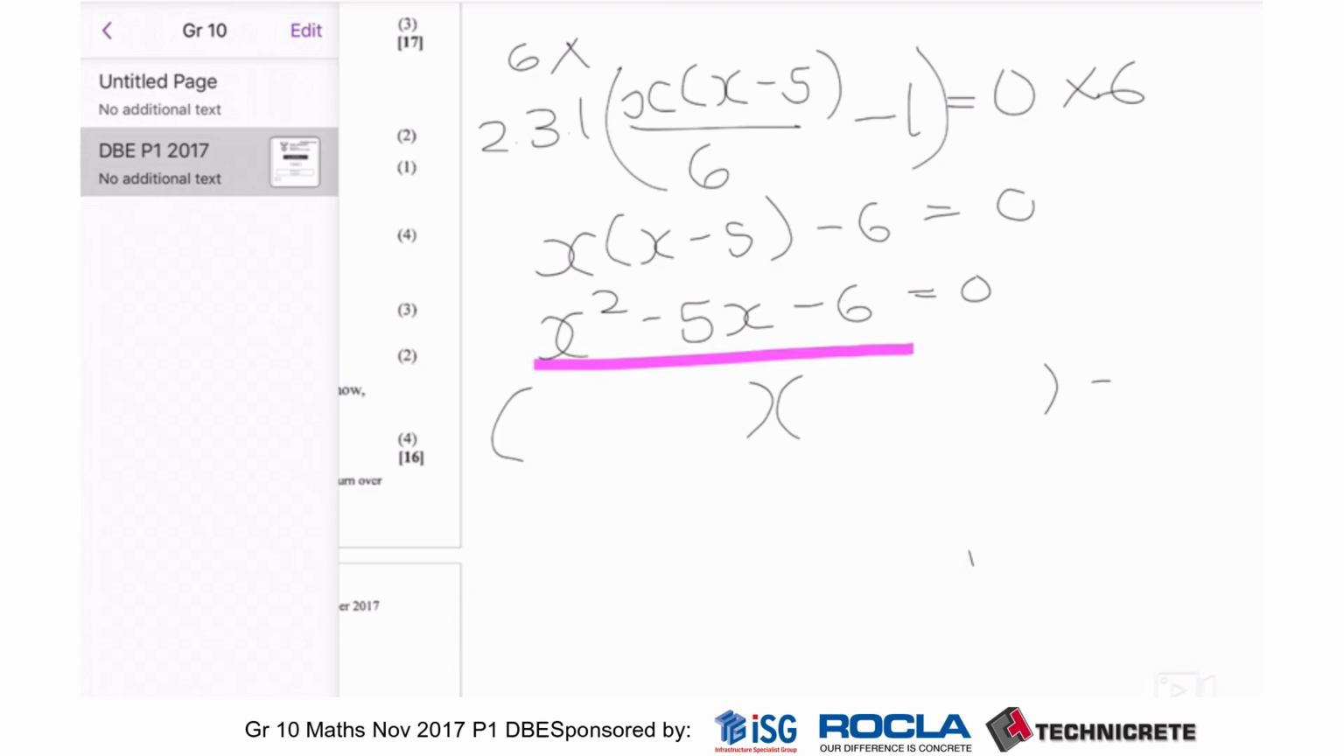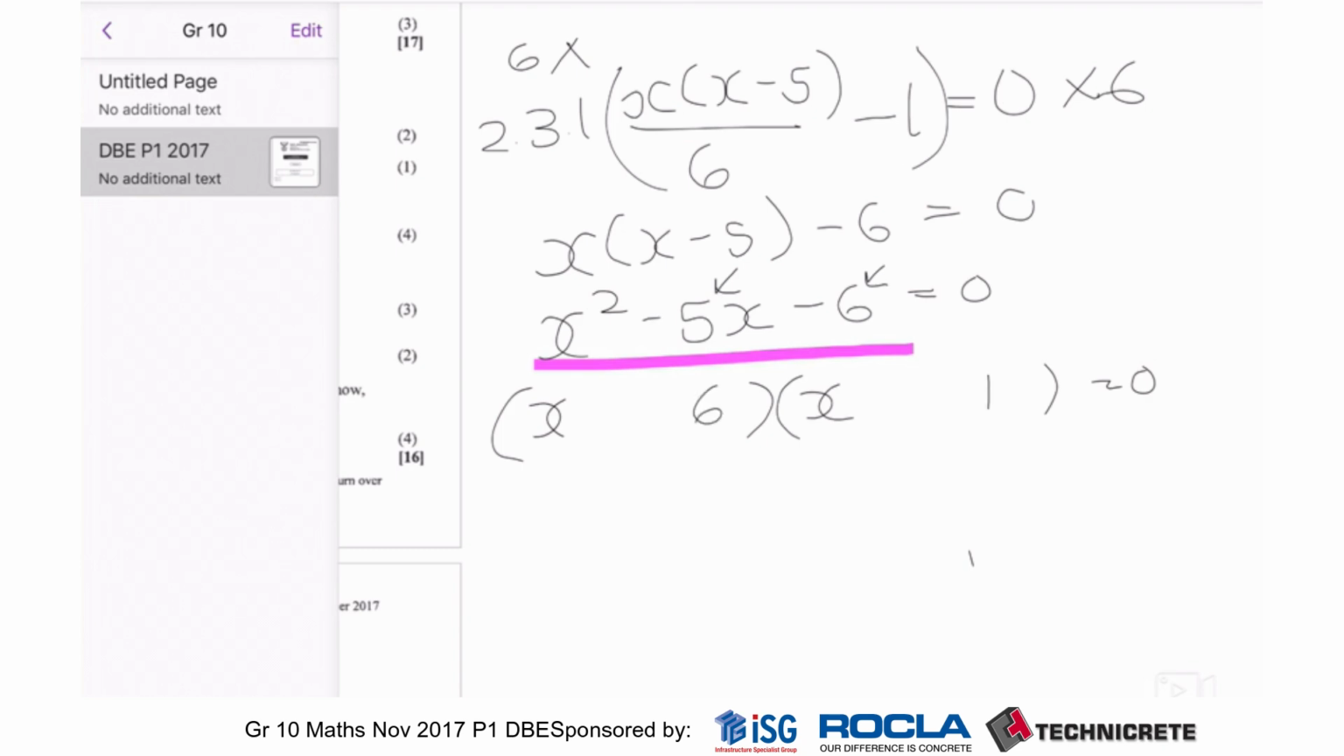Brackets. We look at the first term, which is x squared, so I'm going to have an x and an x. What factors of 6 are likely to give me 5? Either 6 and 1 or 3 and 2. But because it's 5, I'm going to go with 6 and 1.